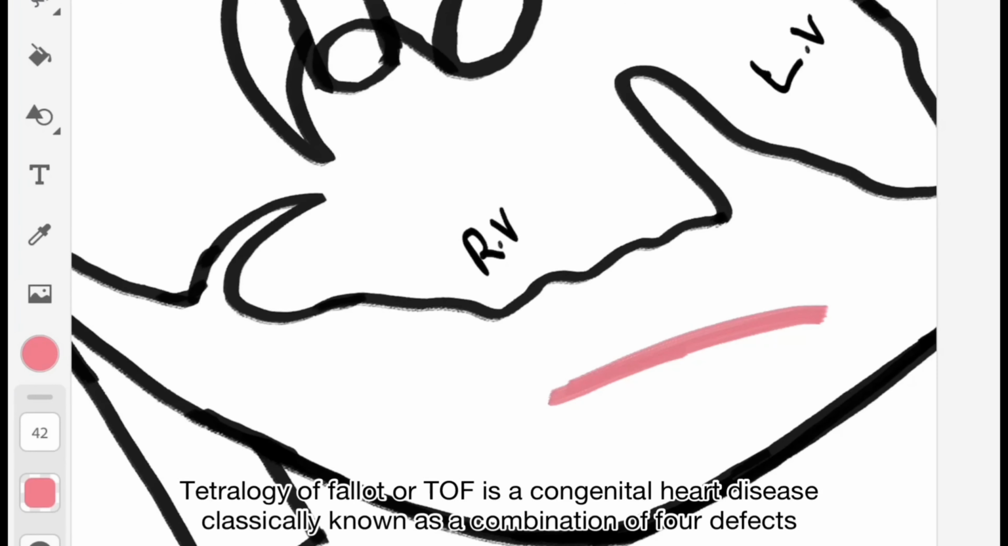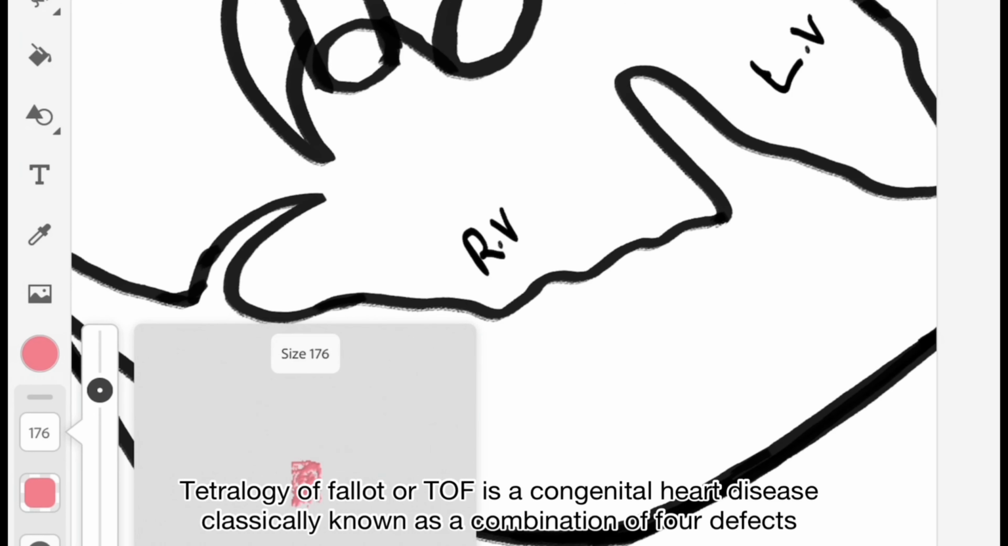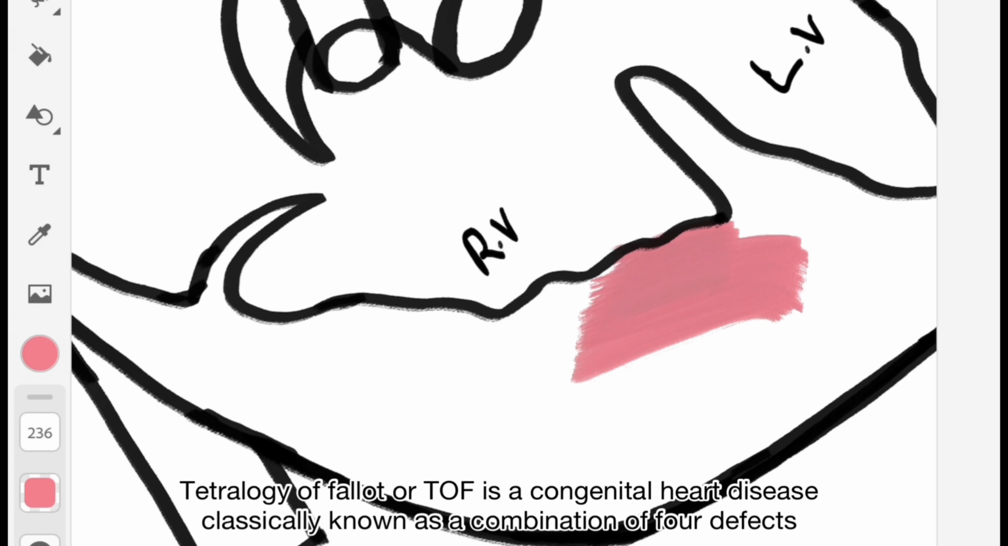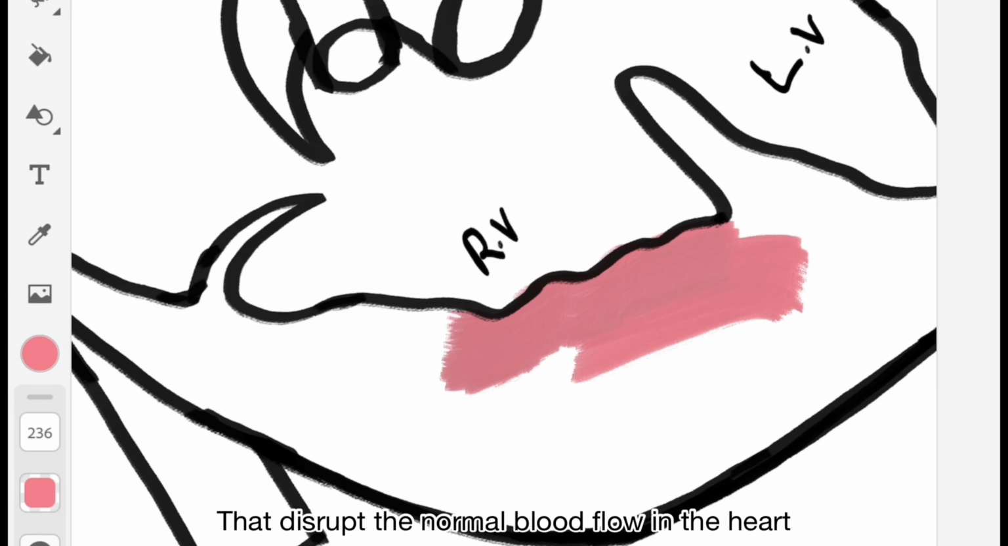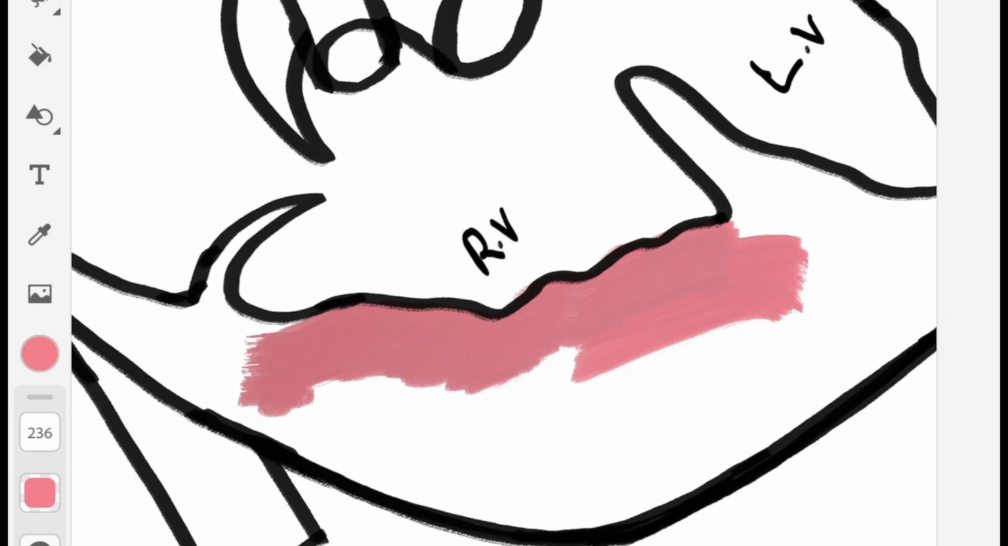Tetralogy of Fallot, or TOF, is a congenital heart disease classically known as a combination of 4 defects that disrupt the normal blood flow in the heart.